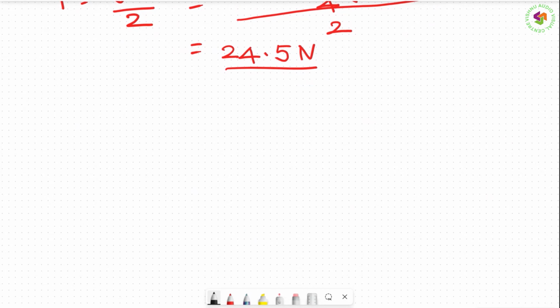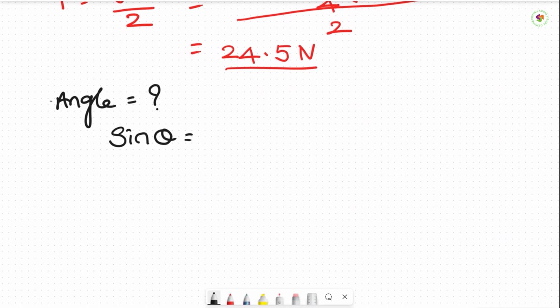What is your second answer? You need to get the angle. The question is, if it is allowed to deflect freely, what is the angle? We already know the formula. Nothing difficult. Sin theta is equal to rho A V square by the weight of the plate. This is the formula for us.